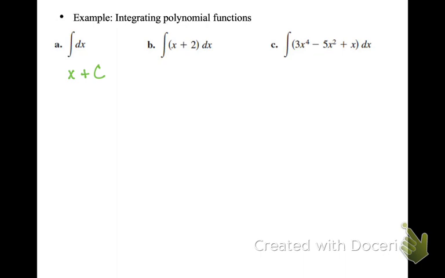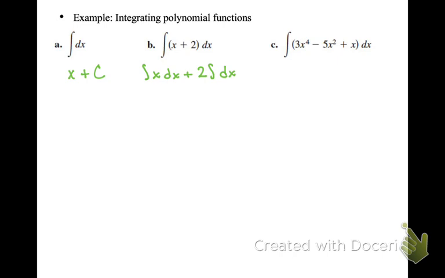Okay, so on B, we have the integral of x plus 2 dx. So we need to rewrite it as the integral of x dx plus the integral of 2. Oh, the 2 can come out in front, can't it? So 2 integral of dx. Now, give yourself a little bit of time and you won't be writing these out. You'll just be doing them just like when we did the derivative. You just did them.